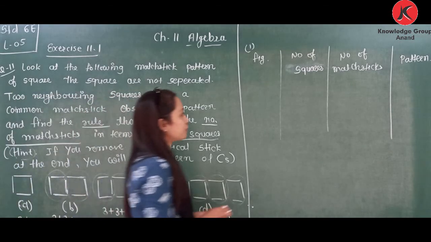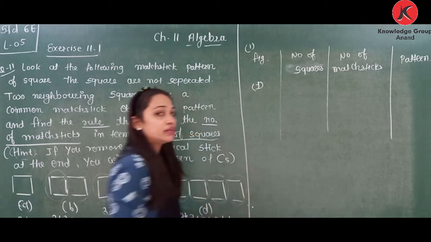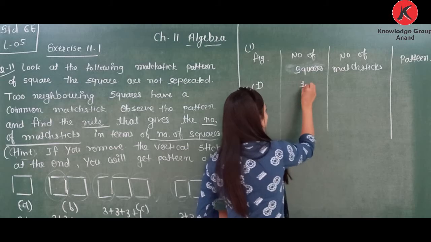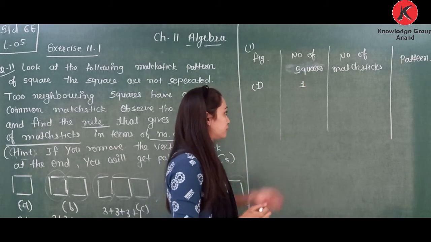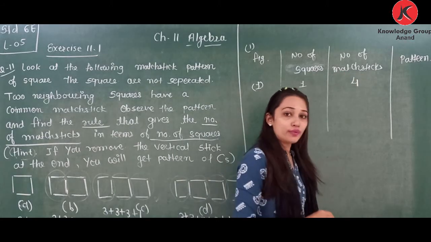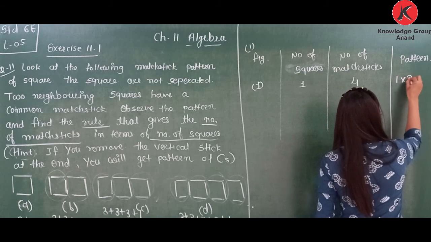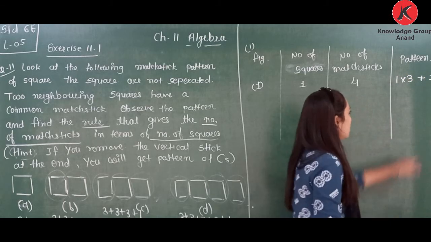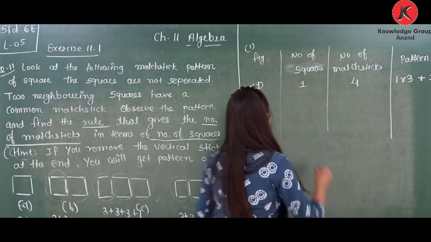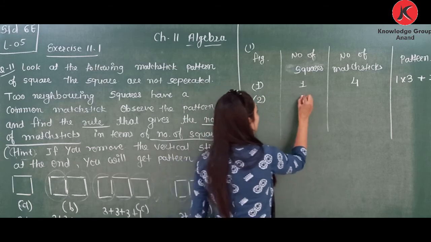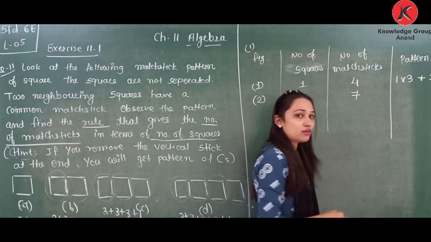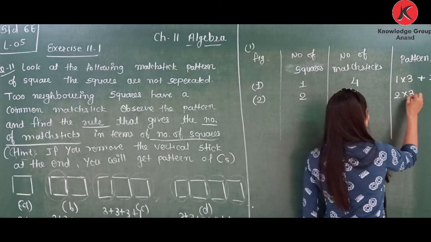So let's start with the first figure. Here in this first figure, the number of squares is 1. Only 1. The number of matchsticks is 4. So we can use this rule: 1 multiply 3 plus 1. 1 threes are 3, 3 plus 1 is 4. So 4 matchsticks are there. For the second figure, we have 2 squares and for that we need 7 matchsticks. So we can write the rule 2 multiply 3 plus 1.